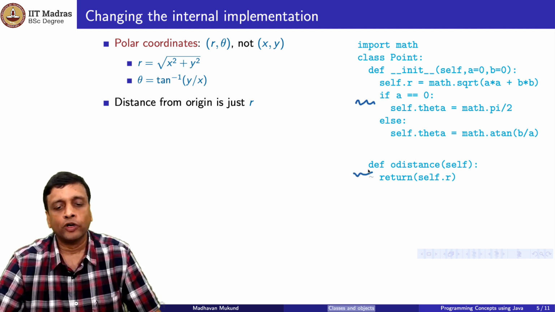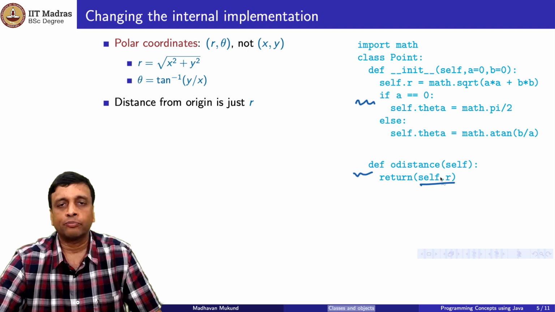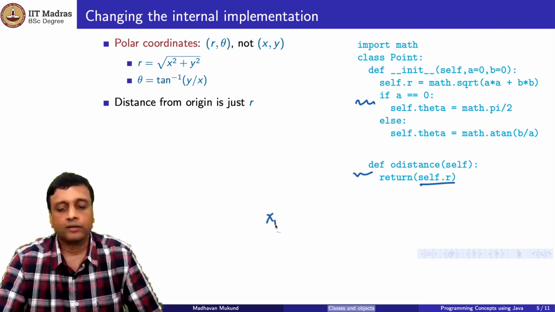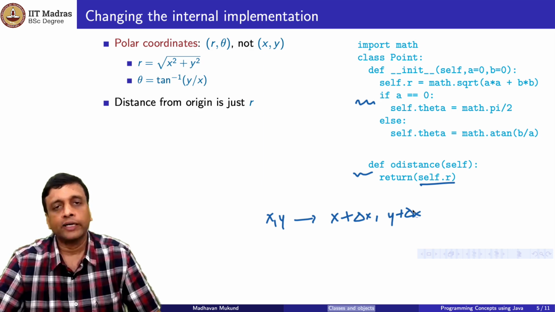So now the distance from the origin, for instance, as we said, is just r, because that's exactly the same way we calculated r. The distance from the origin to the point is precisely the definition of r. So we just have to return self.r, no calculation is required. However, if we do translation, we have to do some work, because remember, the external user of the point is still working in these xy coordinates. So if I want to go from xy to x plus delta x, y plus delta y, this is what translate does. But internally, I am working in r theta.